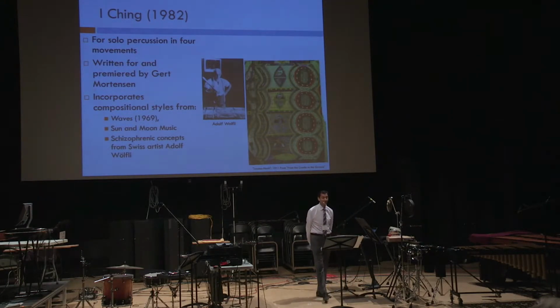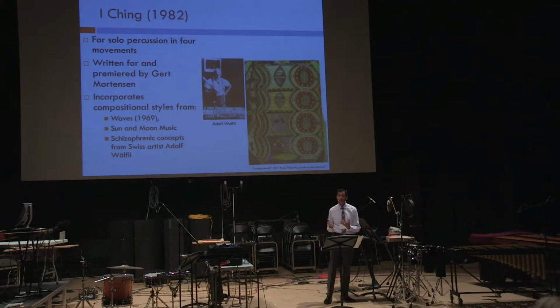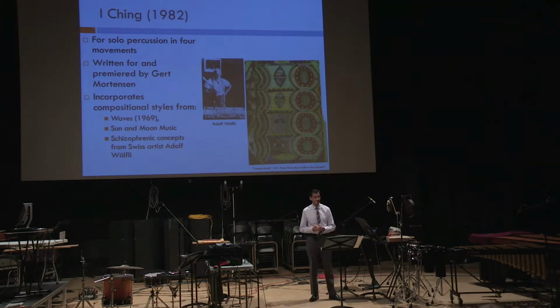I Ching is particularly unique because it synthesizes the Infinity series with different compositional principles of a number of Neeraj's other stylistic periods. In particular, the work connects the more minimalist ideas of his first percussion solo Waves, written in 1969, to his Infinity series, while also including his first experimentations with a more polarizing, angular music inspired by the visual art and writing of Adolf Wulfli, a Swiss artist who suffered from schizophrenia.